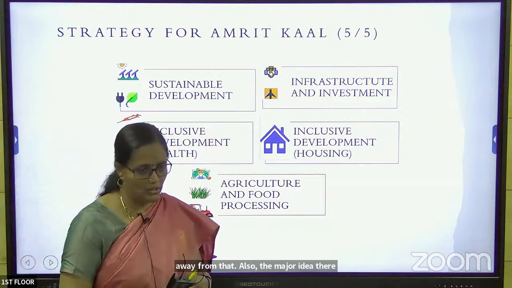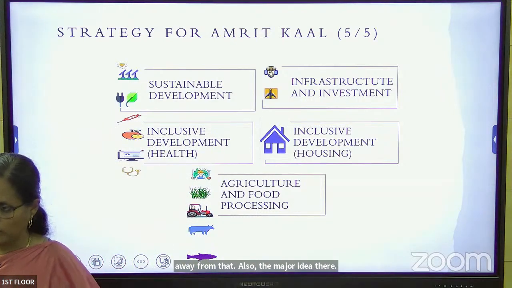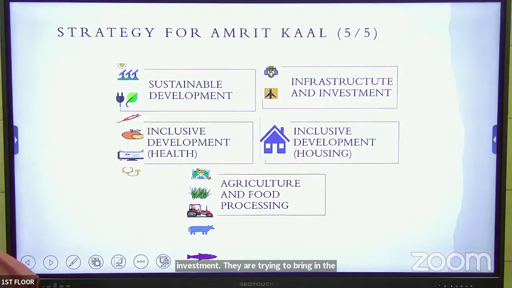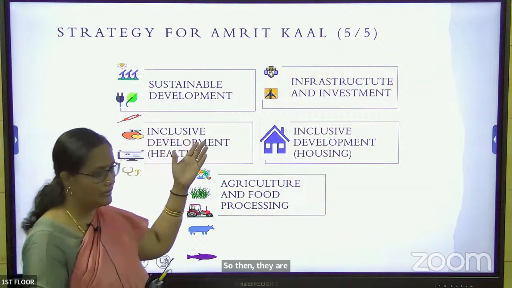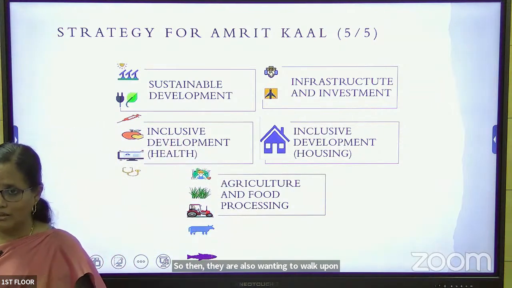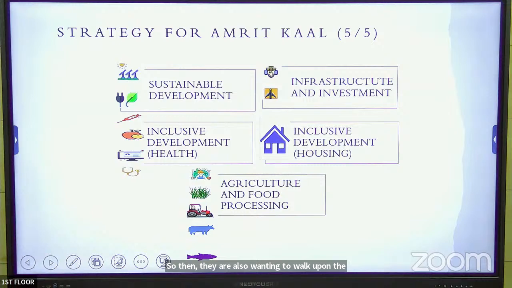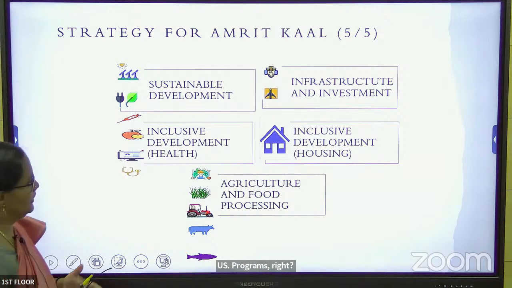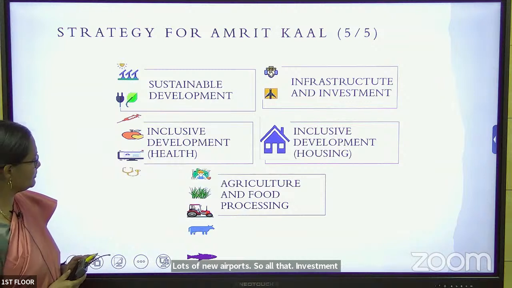The second thing is about infrastructure and investment. They are trying to bring in foreign investment, bilateral investments, FDIs. They have opened up 100% FDI in many automatic routes, in the space sector, right? Then they also want to work upon the infrastructure in terms of rail, road, and air networks, right? Sagarmala, Bharatmala. Then they will also have the Udan programs, right? Lots of new airports. So all that investment-related things are coming here.